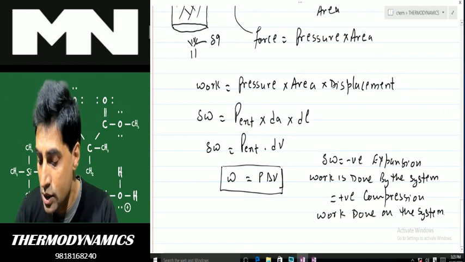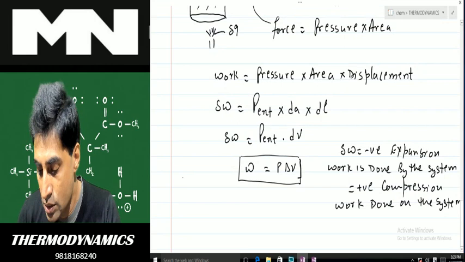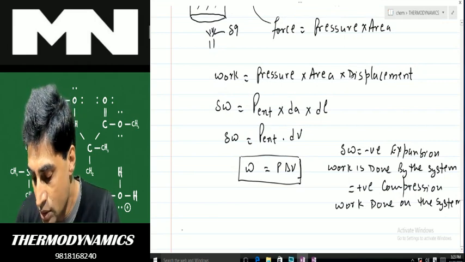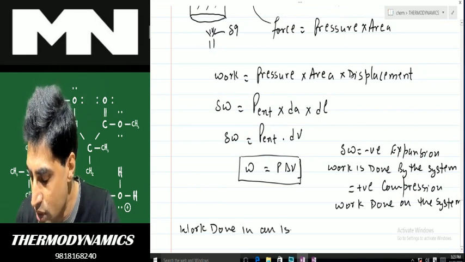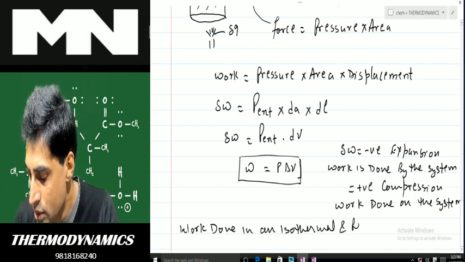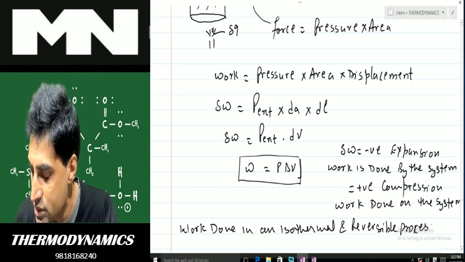Compression. Now we'll see work done in an isothermal and reversible process. That is an extension of this. That is work done in an isothermal and reversible process.